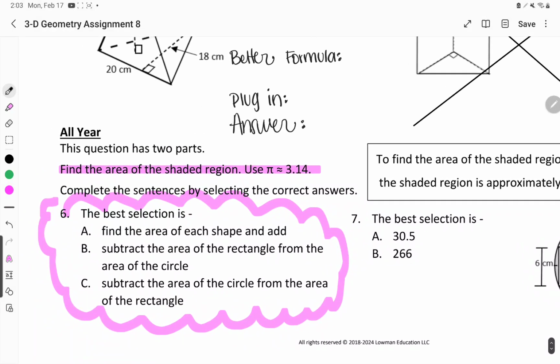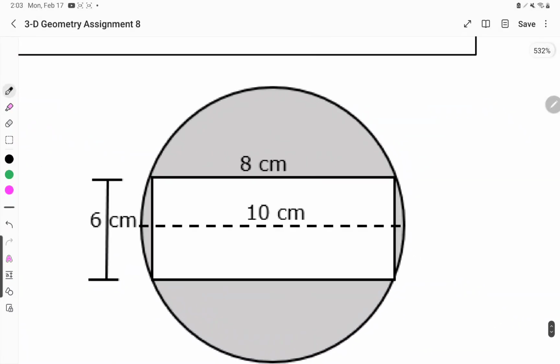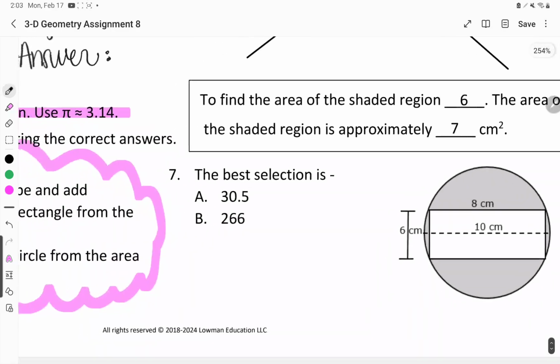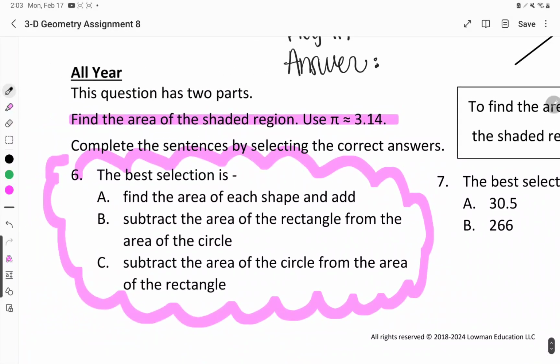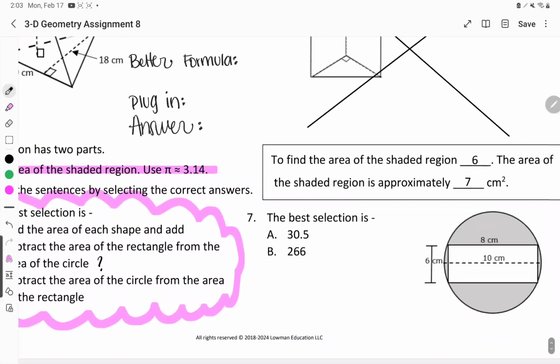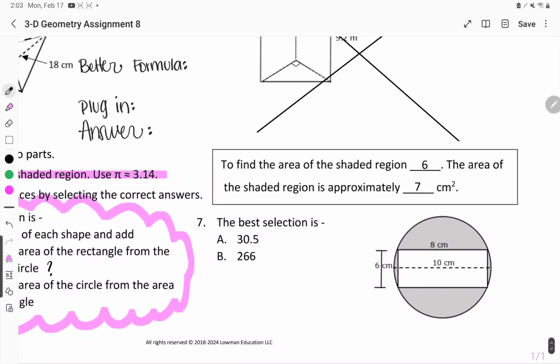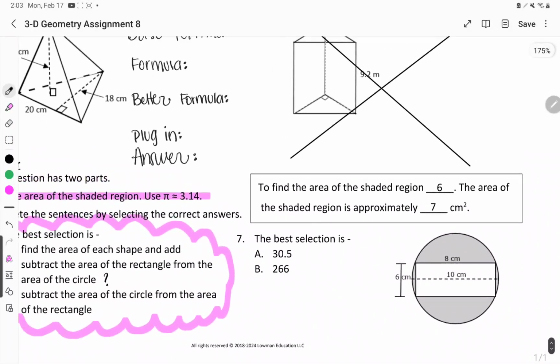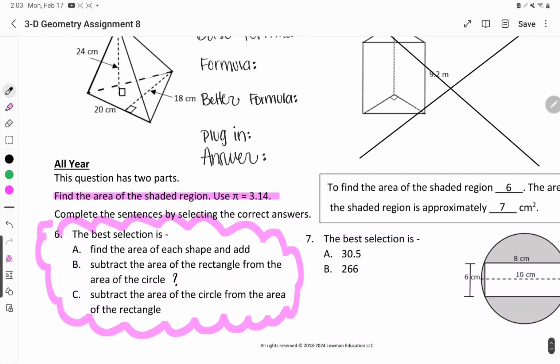Okay, then the next one says subtract the area of the rectangle from the area of the circle. So if I found the area of the rectangle, could I then cut it out from the area of the circle to find it? Possibly. Then the last one says subtract the area of the circle from the area of the rectangle. The difference between B and C is it's just which one is bigger. So we always subtract the one that is smaller from the one that's bigger. So since my rectangle is smaller, I'm going to subtract it from the circle because it's bigger. So that's going to be B.